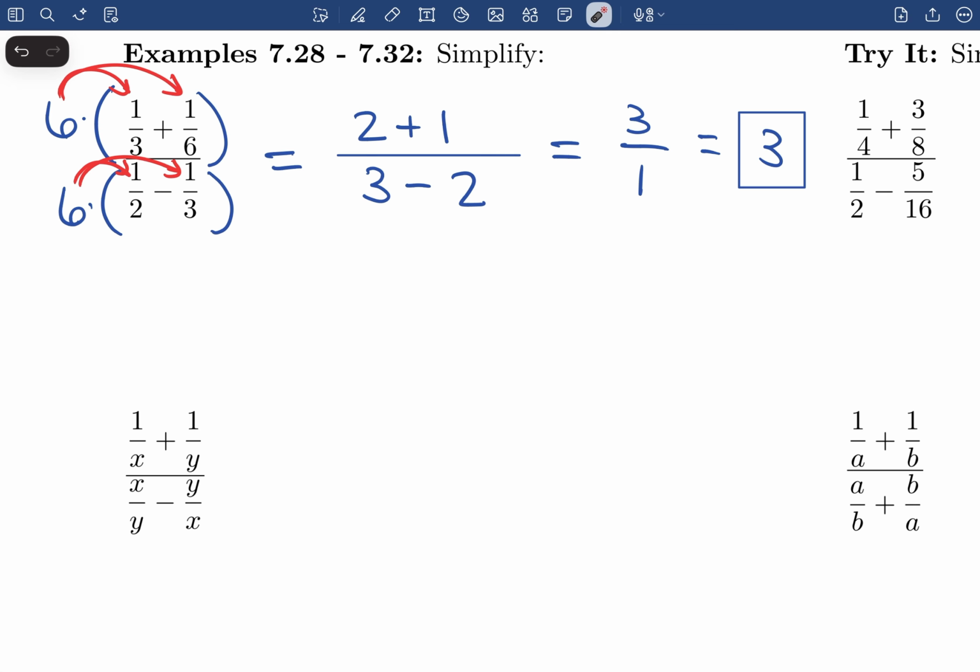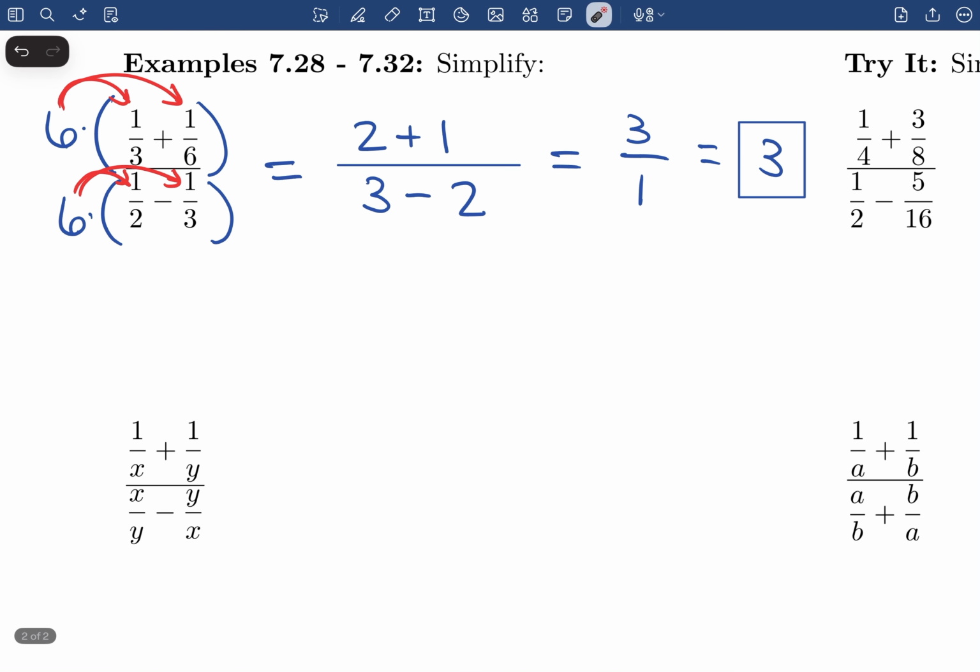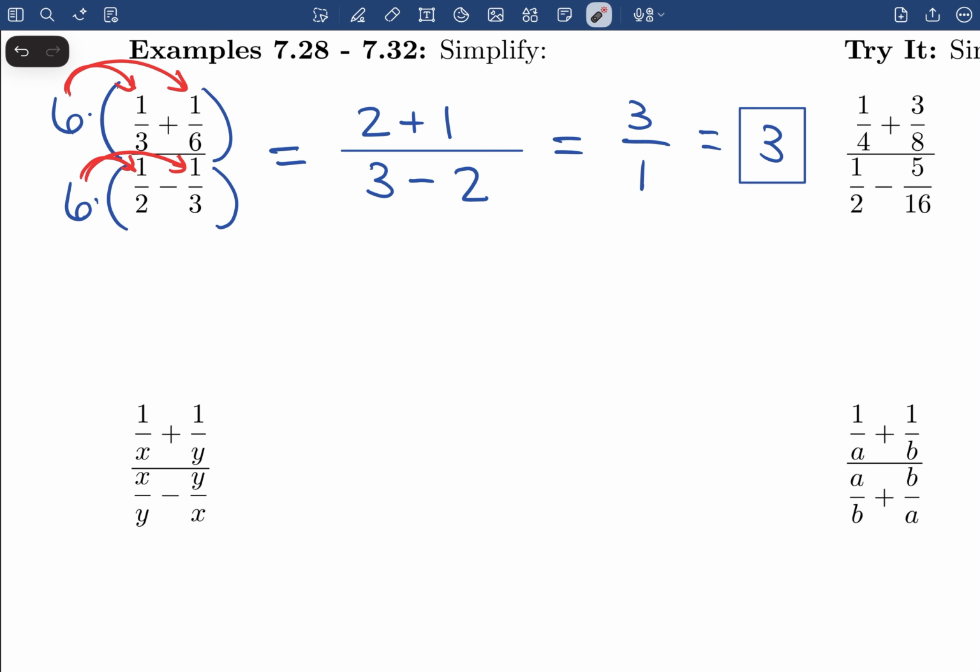And in fact, sometimes one method is actually better than the other method and will make your life easier. So one method's not always better than another method. In this case, it looks like this method, multiplying top and bottom by the LCD, was much easier. Cool, let's move on to this next example and do the same thing.